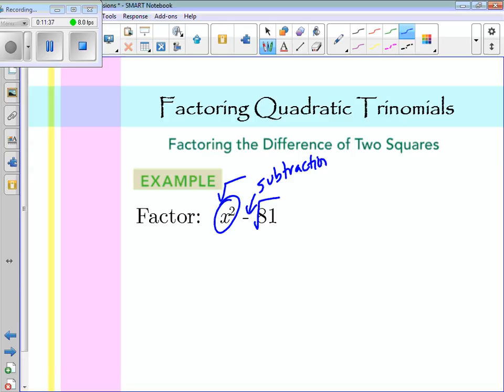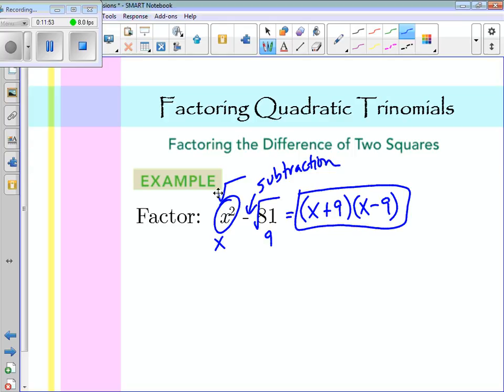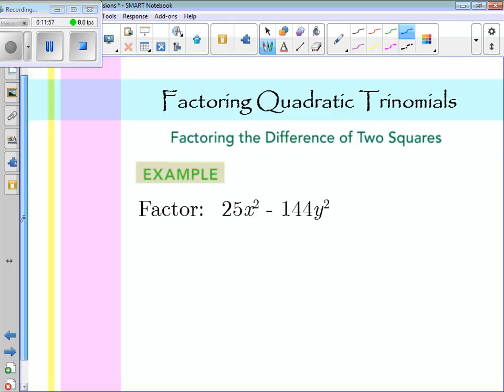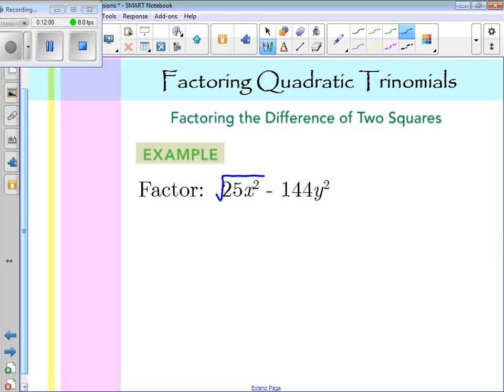If it's not a subtraction, this does not work. So if you can square root the first term and square root the last term, we can just break this up into x plus 9 and x minus 9. And those are the factors. So this is a special case. Speeds it up. Let's do it again. Here we have square root of 25x squared, 5x, square root of 144, 12y, and there is a subtraction, so we can do this.